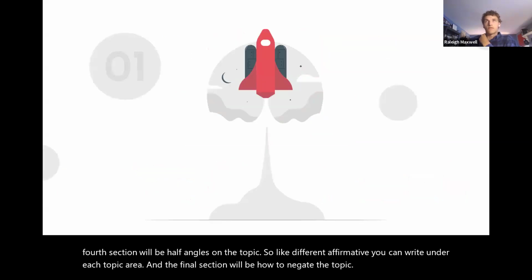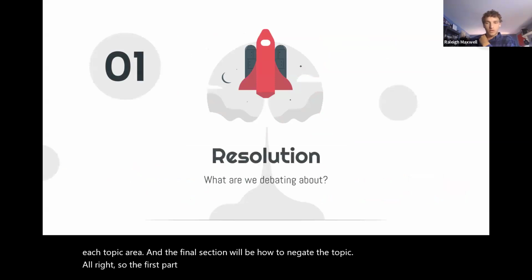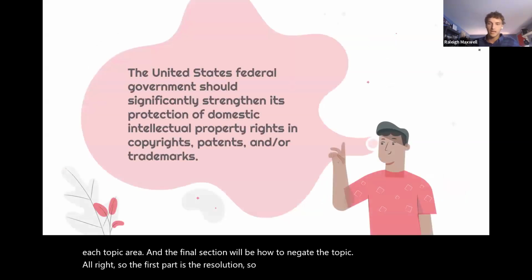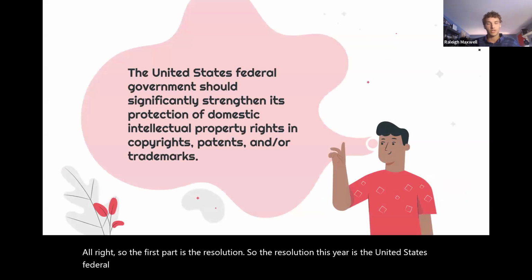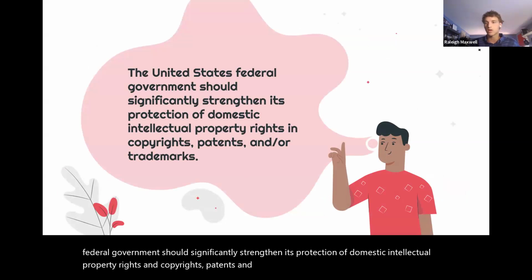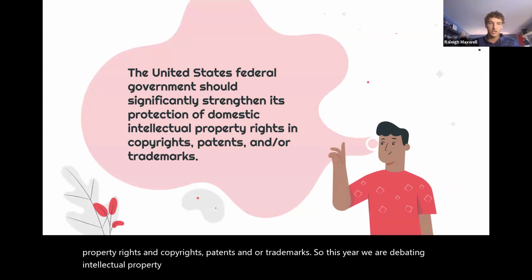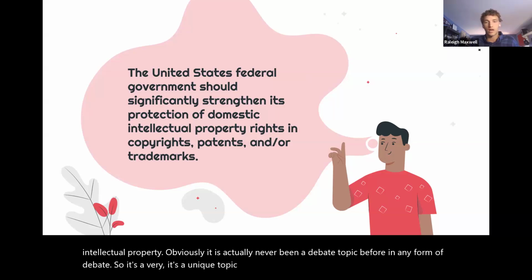All right. So the first part is the resolution. So the resolution this year is the United States federal government should significantly strengthen its protection of domestic intellectual property rights in copyrights, patents, and or trademarks. So this year we are debating intellectual property. Obviously, it has actually never been a debate topic before in any form of debate, so it's a unique topic. There's not been a lot done in the debate world on intellectual property.